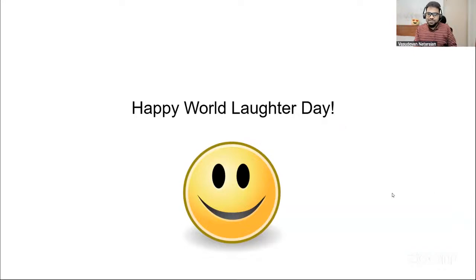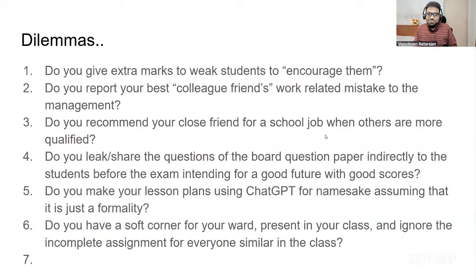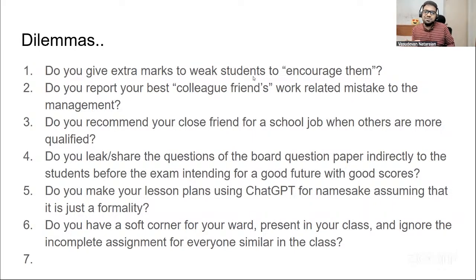So the first thing I would like to talk about is dilemmas. Look at this. Do you give extra marks to weak students to encourage them? Have you come across such a situation? Question number one. Try to answer this in the chat, and you don't have to; it's completely up to your choice. If you want to rename yourself with something else and then do it, you can still do it. Have you ever given extra marks to weak students to encourage them? See, everything is very clear. So some people say yes, some people say no. Okay.